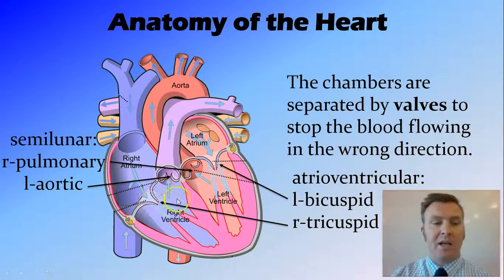So between the atria and the ventricles we have the atrioventricular valves, and this sounds like a big word, but basically it's just putting atrium and ventricle together to show that it's going between those. On the left hand side we have the bicuspid valve, on the right hand side we have the tricuspid valve. The other valves occur between the ventricle and the arteries, and they are called the semilunar valves. On the right hand side we have the pulmonary valve going to the pulmonary artery, and on the left hand side we have the aortic valve going to the aorta.